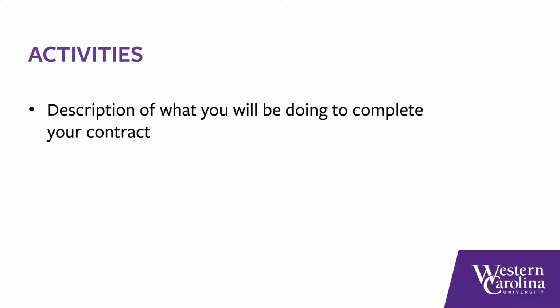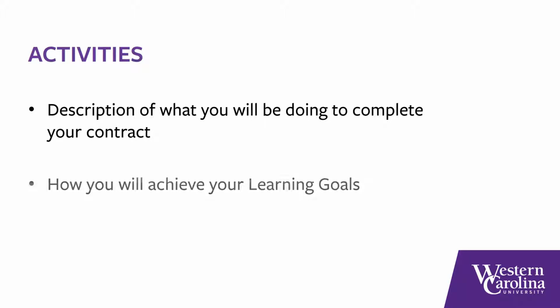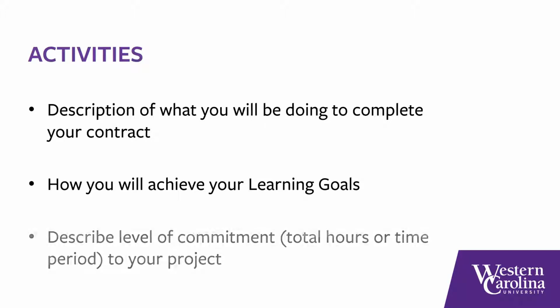Next, let's talk about activities. So the activities are a description of what you will be doing to complete your contract. In other words, how will you achieve your learning goals? Will it consist of going to the library to do research? Will you be going to the art studio once or twice a week to complete a ceramic vessel? Or will you be doing community service work where you volunteer for a local organization?